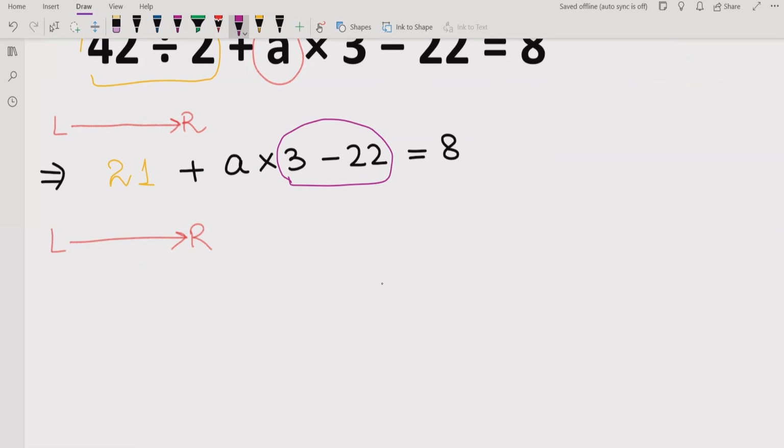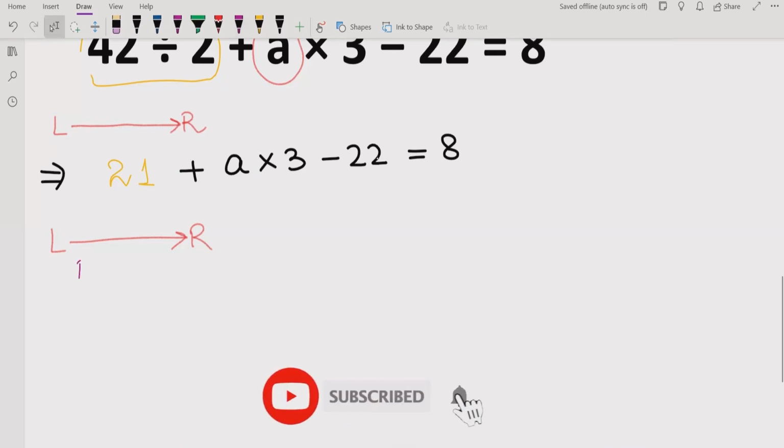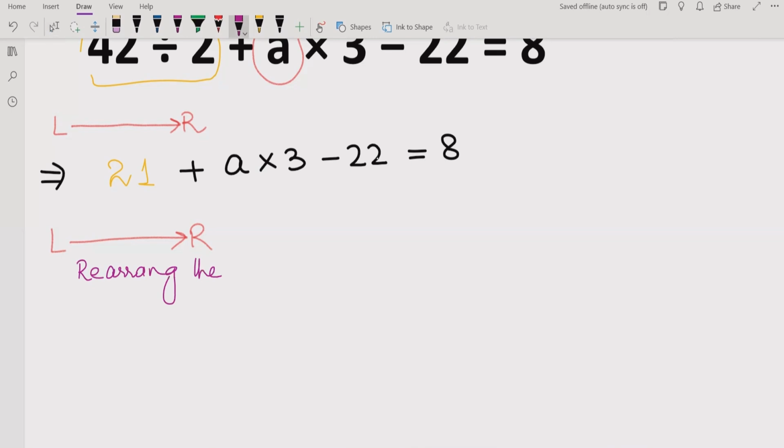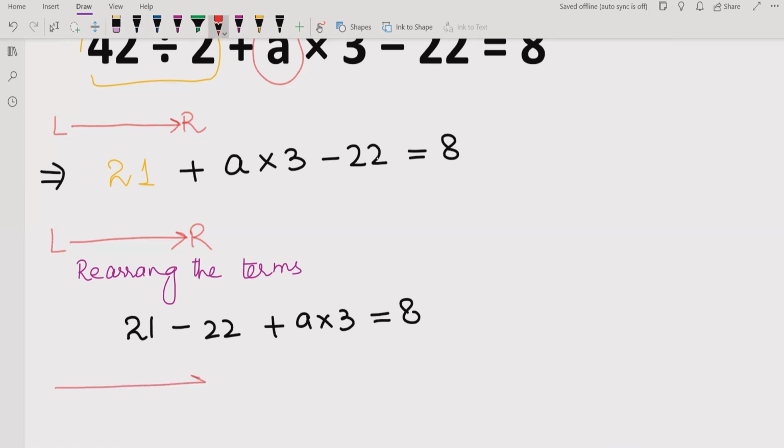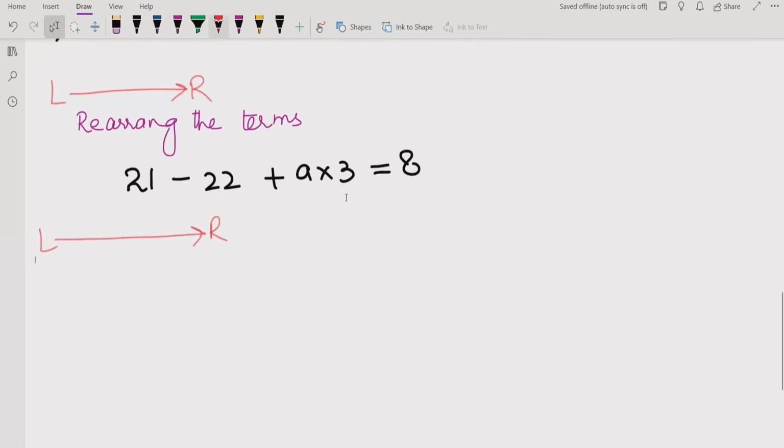So here we have to rearrange these terms, going left to right. Rearrange the terms first. So now we will rearrange: 21 minus 22 plus a multiplied by 3 equals 8. Now again we will move forward left to right.